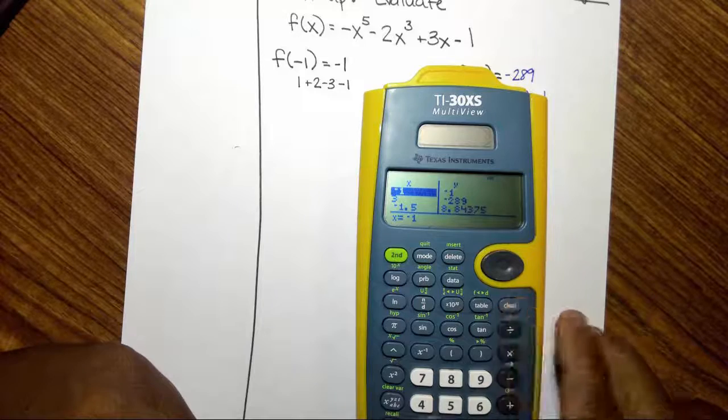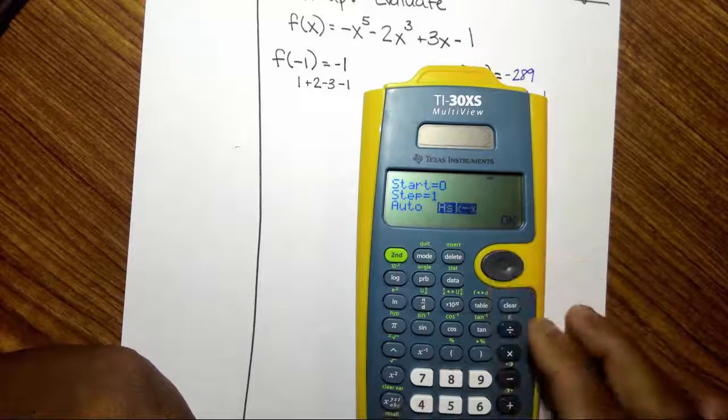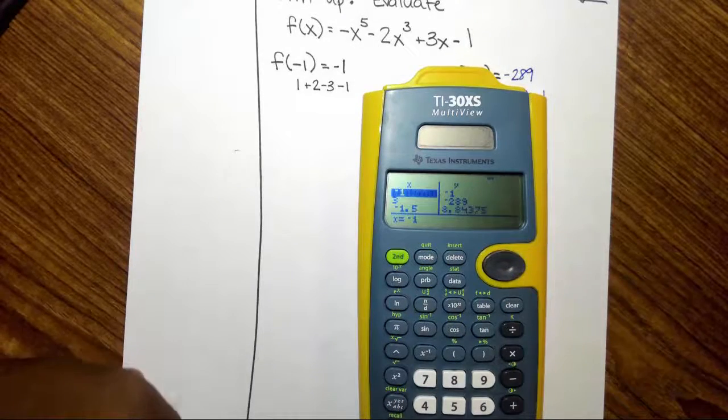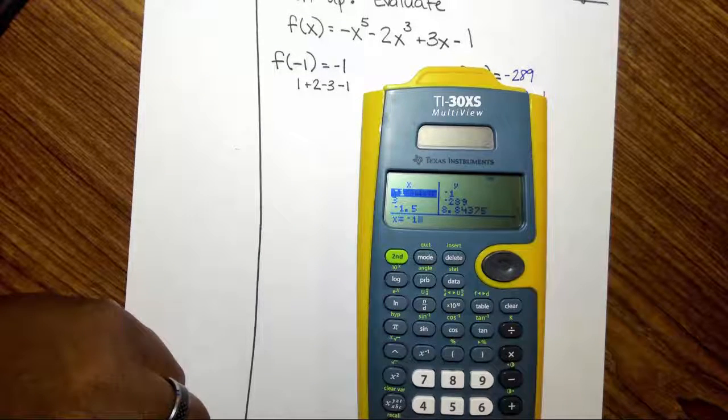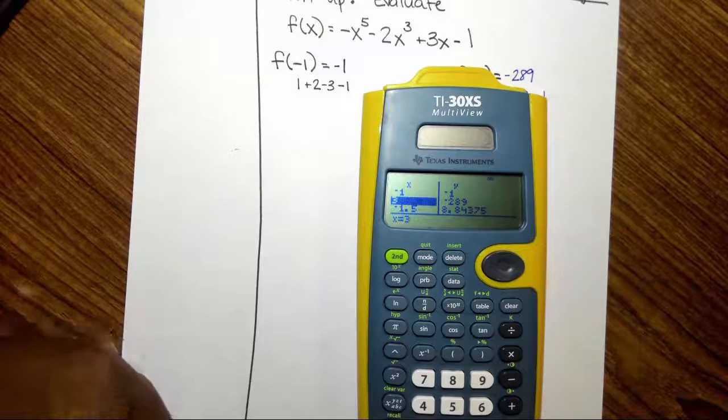It brings up this table now. In this table, all you're going to do is ask about those two x values. So you're going to ask about negative 1. Type in negative 1 and press enter. And it gives you the y value, which is what?